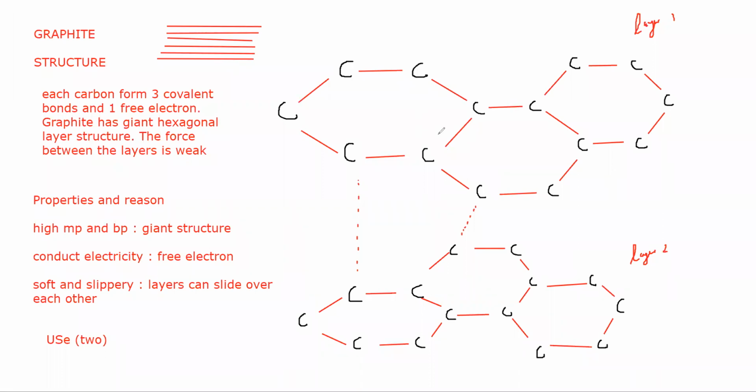Look, you can see here, if I take this carbon, how many bonds it formed? 1, 2, and 3. So each carbon formed 3 covalent bonds. And there is 1 free electron. And then it has a giant hexagonal structure. Why we call hexagon? Because 1, 2, 3, 4, 5, 6 are there in the structure. So 6 carbon atoms in the structure. That's why we call that as hexagonal structure.